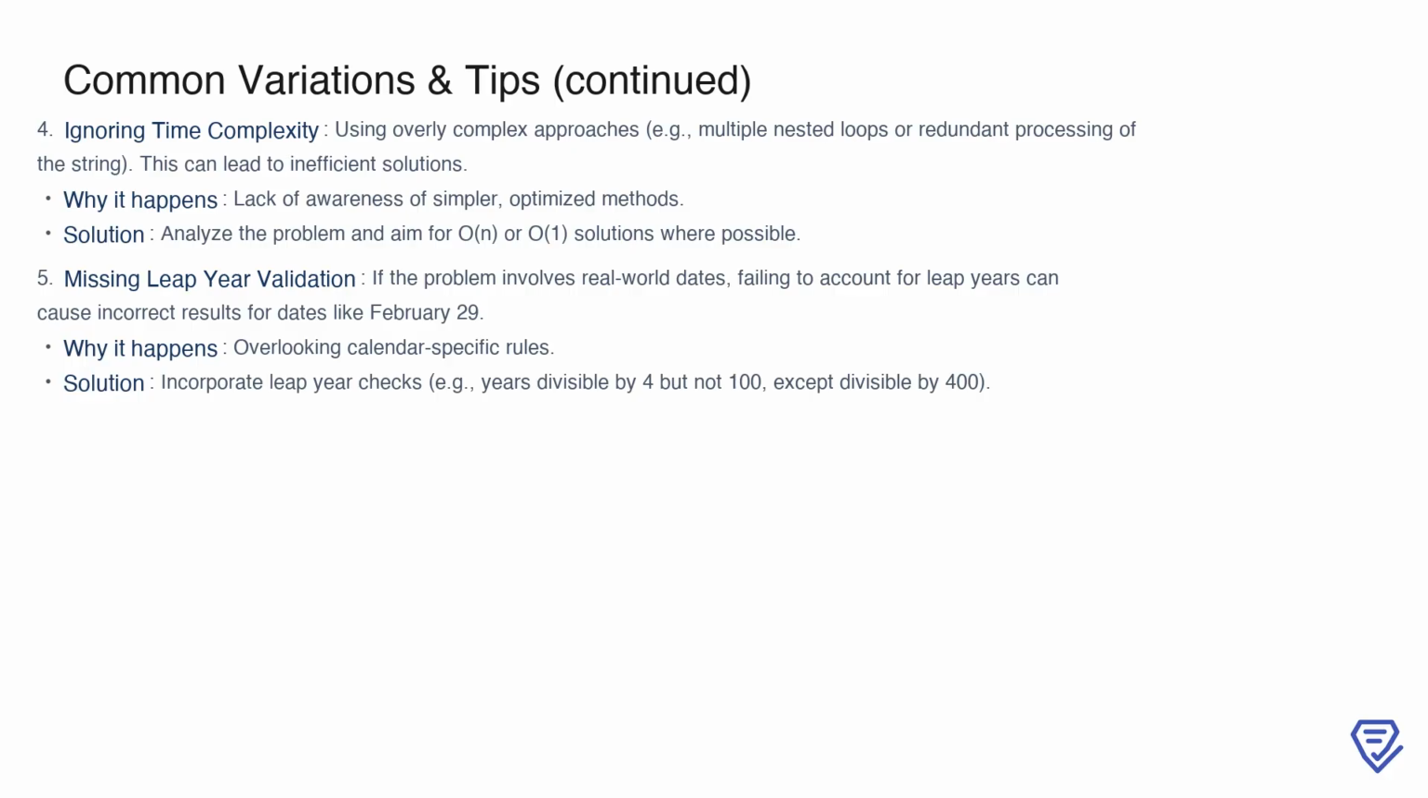Additionally, leap year validation is a common oversight in date-related problems. For example, failing to account for February 29th in leap years can produce incorrect results. This happens when calendar-specific rules are overlooked. To handle this, ensure you incorporate leap year checks, such as verifying that years divisible by 4 are leap years, except those divisible by 100 unless they are also divisible by 400. Addressing these issues not only improves your solution's accuracy but also makes it more robust and efficient.